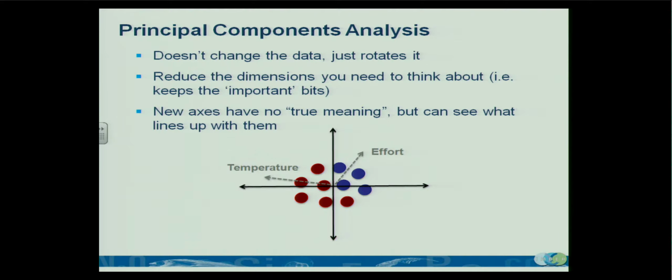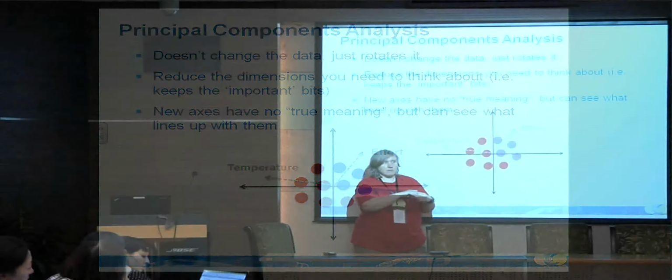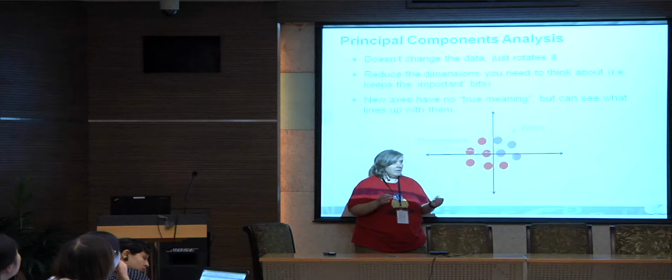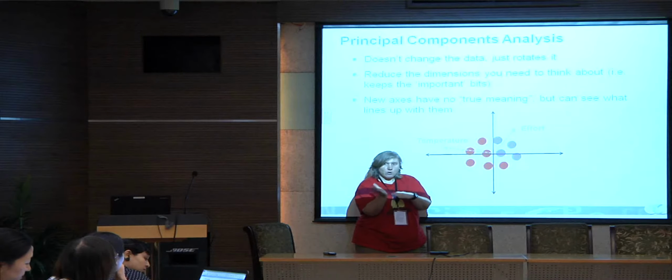The bit that can really trip people up is that these principal components, as they're called, the new axes, don't have a real world meaning. They're just mathematical inventions. So you've got to then try and reinterpret them based on a variable that you actually understand.